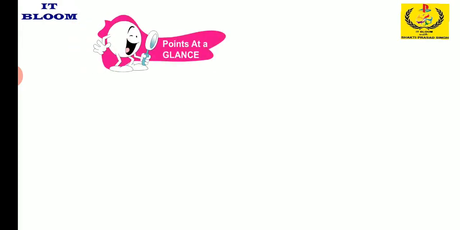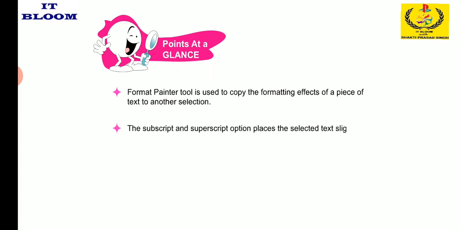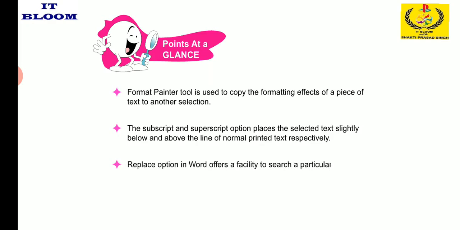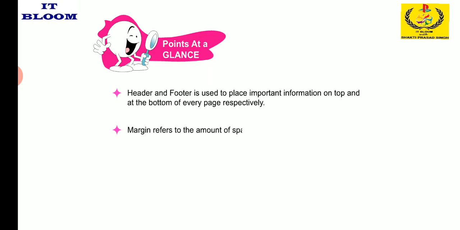Let us quickly glance through the key points discussed in this chapter. The Format Painter tool is used to copy the formatting effects of a piece of text to another selection. The subscript and superscript option places the selected text slightly below and above the line of normal printed text respectively. The Replace option in Word offers the facility to search a particular word and replace it with a new word. Header and footer is used to place important information on top and at the bottom of every page respectively. Margin refers to the amount of space which is left from the edges of a paper where the text actually begins to appear.